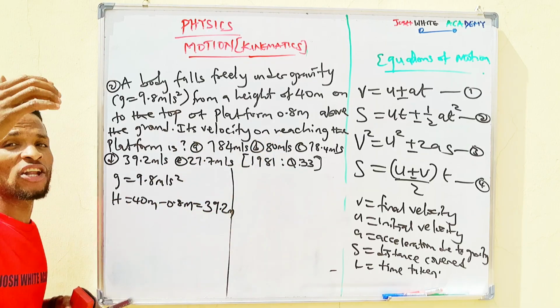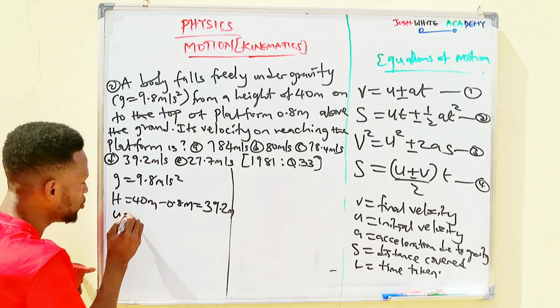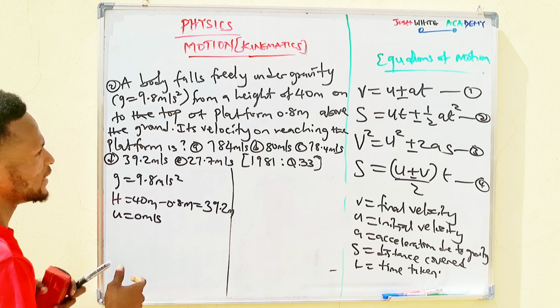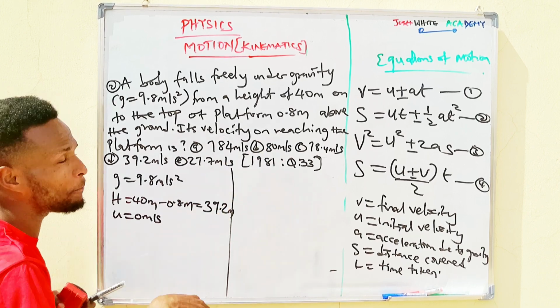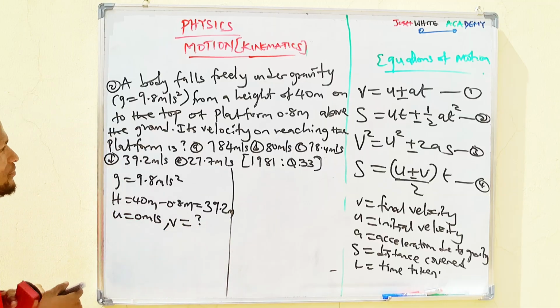Other data is velocity on reaching the ground. Remember, the velocity before the body fell will be 0. So u is 0 meter per second. Then the velocity on reaching the platform, that will be our final velocity. That's what we are looking for.